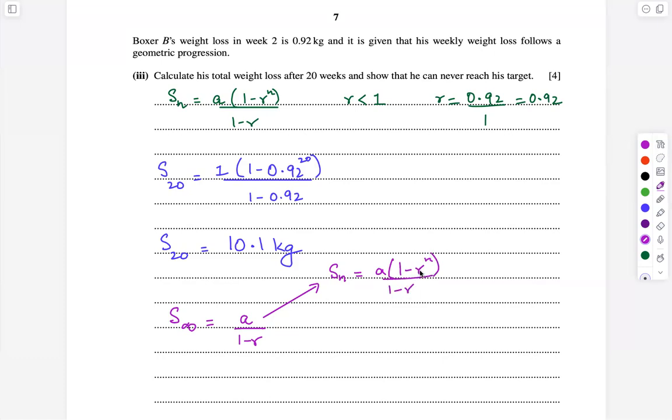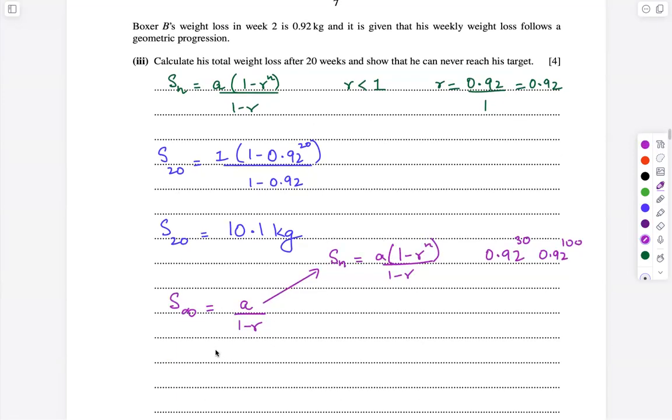Now, if r is less than 1, let's say in this case it is 0.92, and we write a power up here, let's say 30, this value will keep on decreasing. And if we write a bigger value, let's say 0.92 to the power 100, it will become even smaller, and it will basically become 0 for very high values of n. So that's why r to the power n becomes 0, and the sum to infinity is a upon 1 minus r.